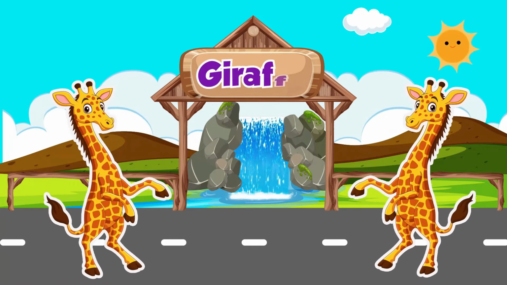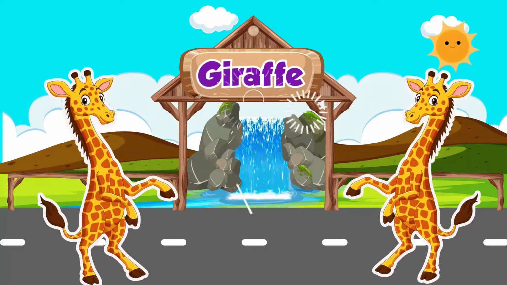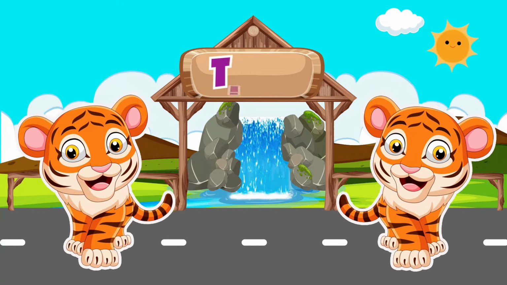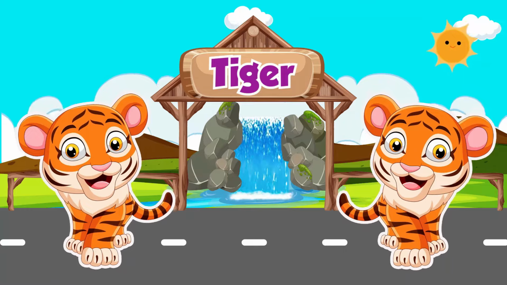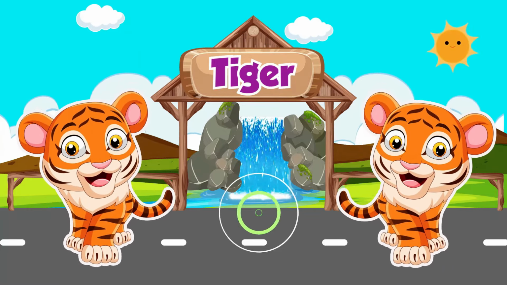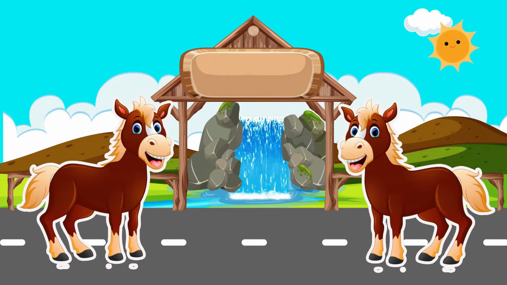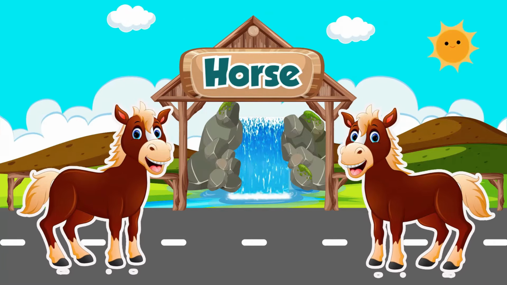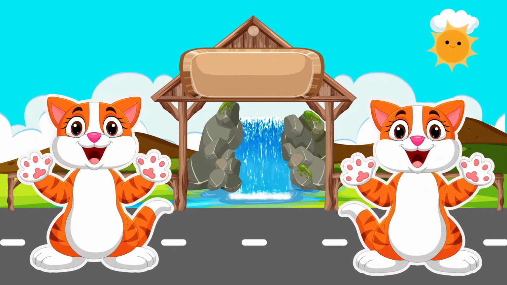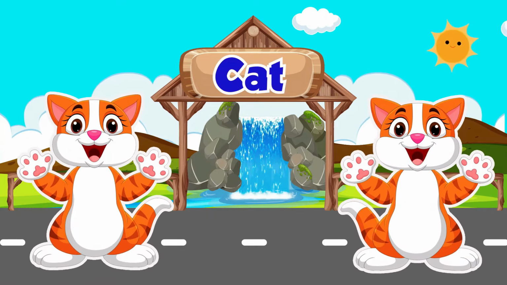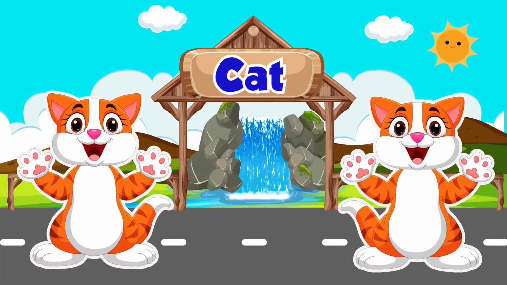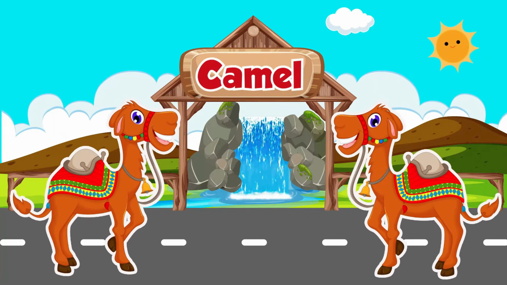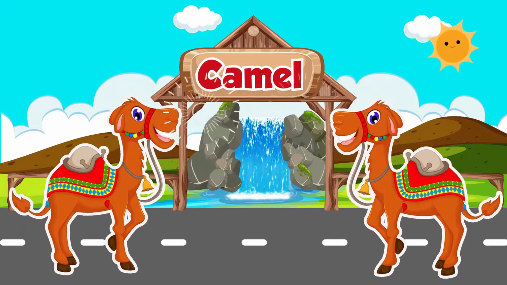Giraffe. This is a giraffe. Giraffe is the tallest animal. Tiger. This is a tiger. Tiger is a wild animal. Horse. This is a horse. Horse runs very fast. Cat. This is a cat. Cat is a pet animal. Camel. This is a camel.